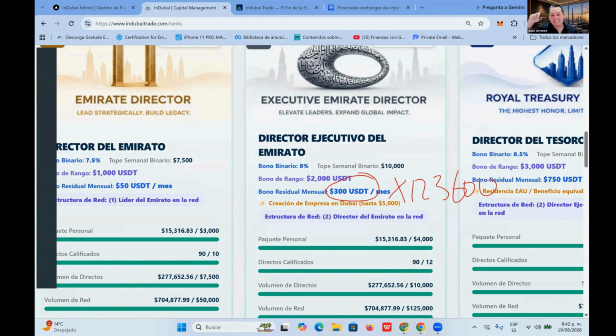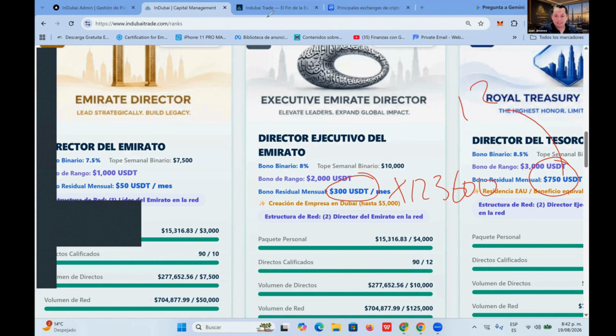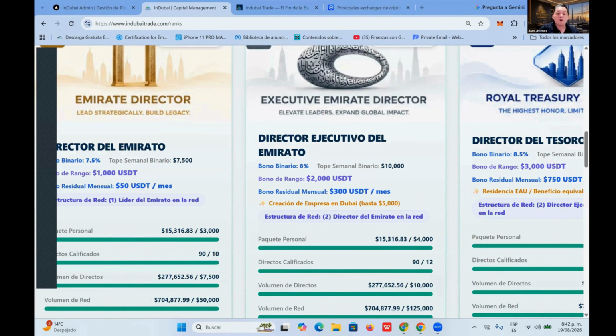It means you had been collecting the bonus for 3 months, 300, 300, 300, 300. And in the 4th month, you reach the next rank. So now you collect $750. Now you collect it for 12 months. That is very important. Apart from that, you have a rank bonus.